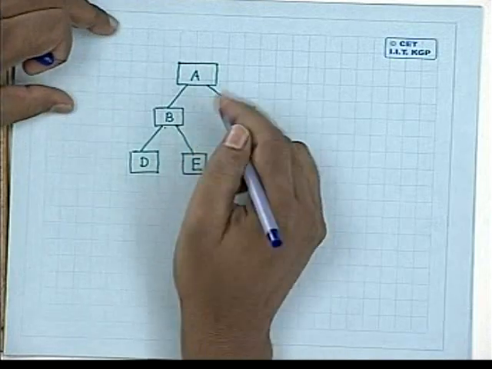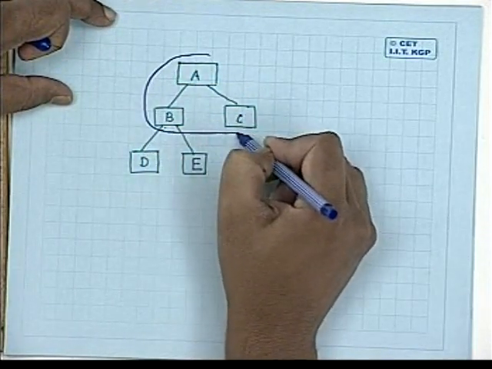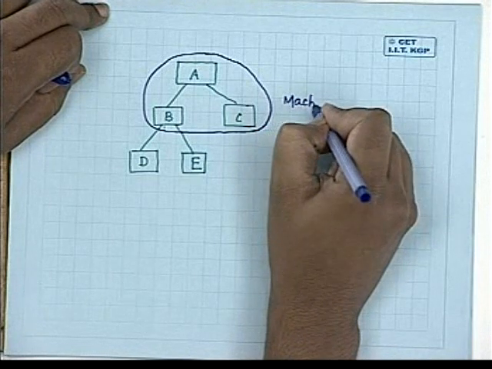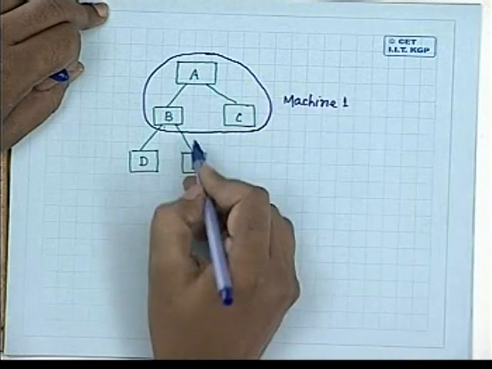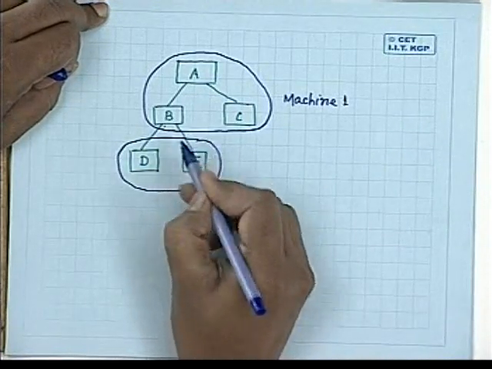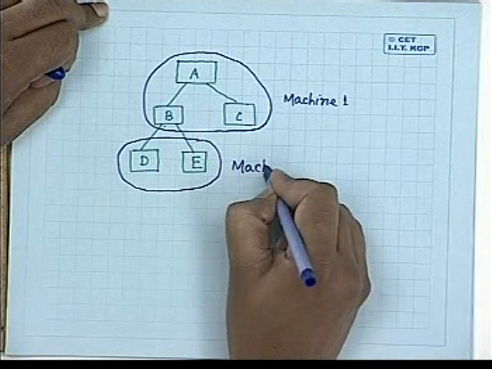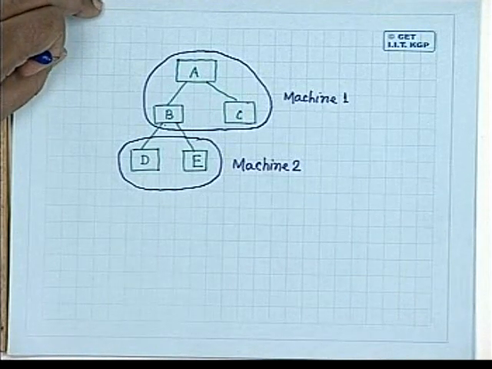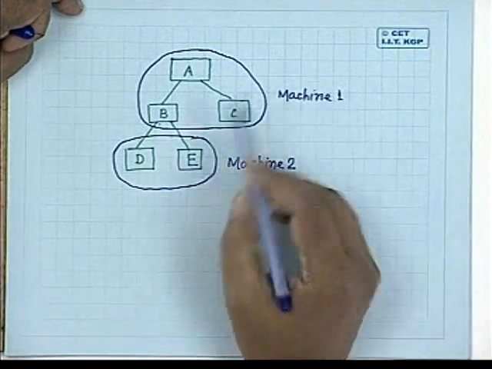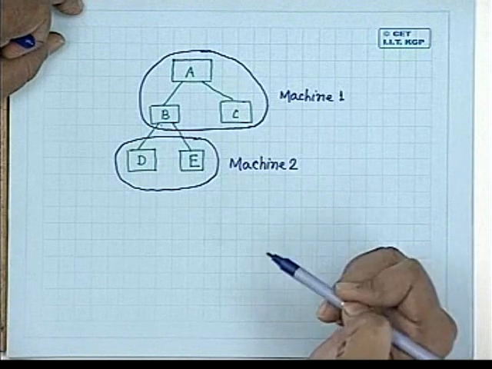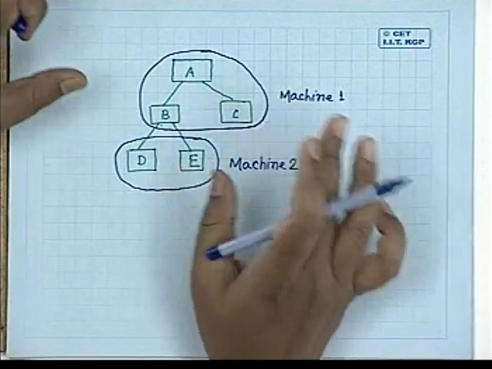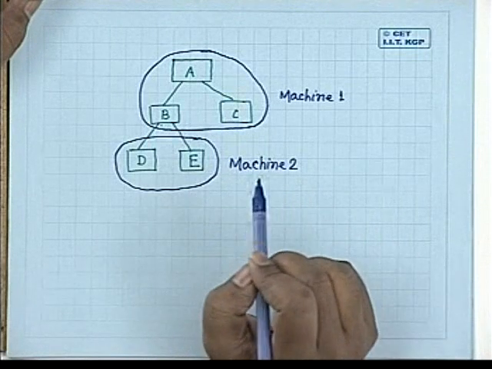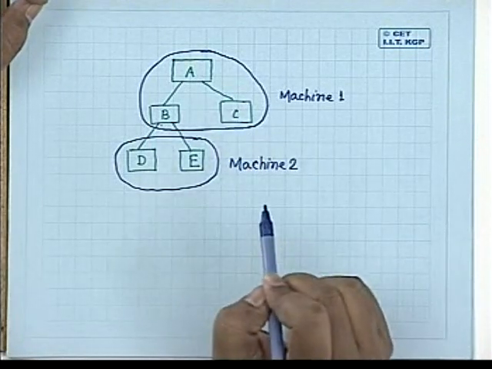Suppose this is the portion which is stored on machine 1, and this is the part of the directory which is stored on machine 2. So it is not necessary in case of a distributed file system that the entire tree structure of the directory should be contained on the same machine. Even the directories can be partitioned, and different parts of the directory can reside on different machines. So in such cases, getting access to the file or getting the file inode is very, very complicated.